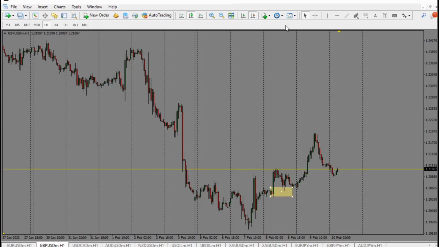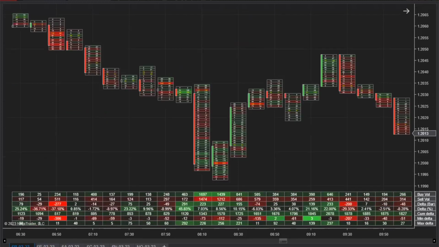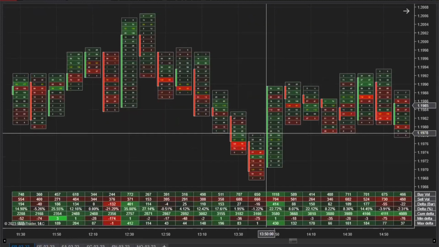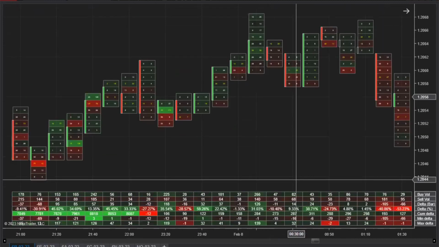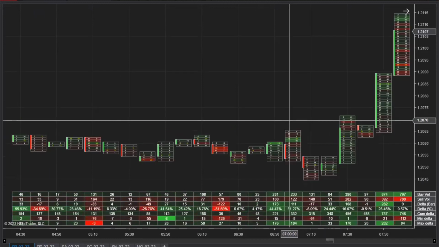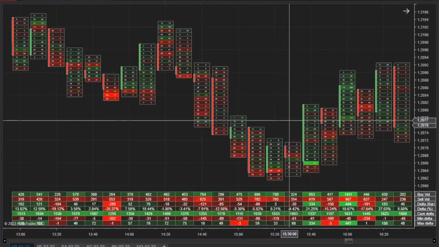So let's just go. This happened around, let's check the date and the time. This was on the 8th, around 1500. So let's check our order flow. GBPUSD, on the 8th. All right, here it is.